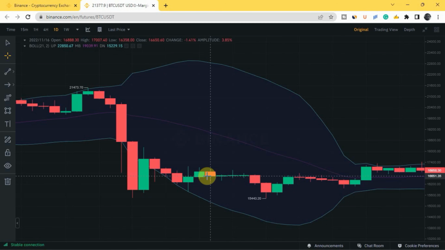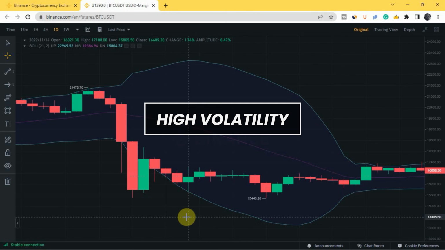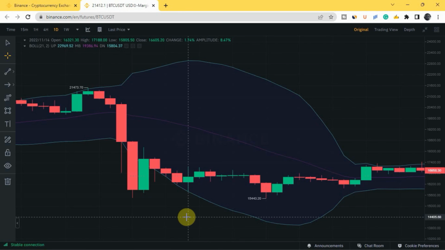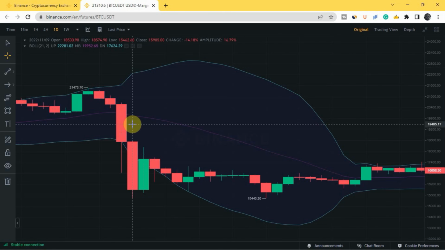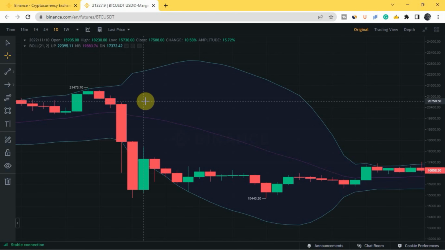Now, how do you use this Bollinger Band to know the volatility of the market that you are trading? The first thing you need to know is that whenever you see that there is a lot of gap between the upper band and the lower band, it means that the volatility is high. And whenever the upper band and the lower band are very close to each other, it means that there is a low volatility. Now, as you can see on the chart, from this point right here, the upper band and the lower band were far from each other, and you can see the gap between them. That's showing you that if there will be a volatility, it will be a very high volatility.